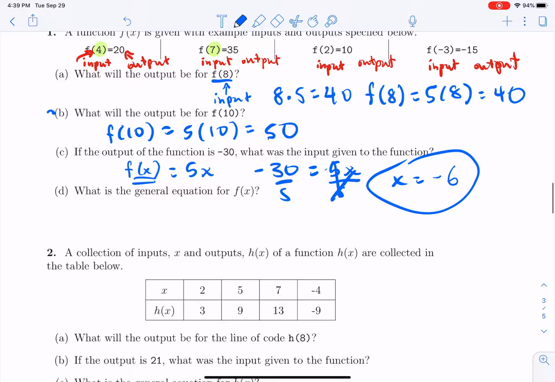Okay, what's the general equation for f of x? Oh, well, I did that at the beginning. I should have followed the route of the questions to get to this, but my rule here is f of x equals 5x.